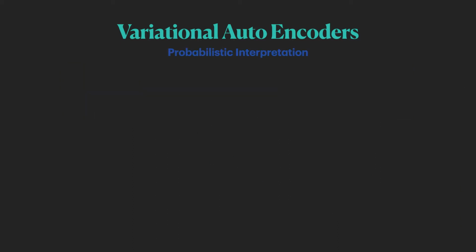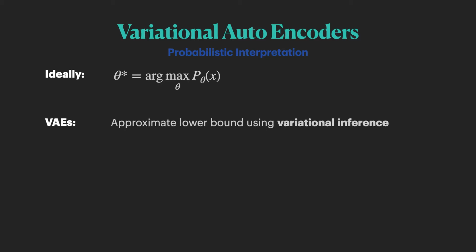So let's see what this means in our probabilistic interpretation. Ideally, in explicit models, we would maximize p of x on our training images, but since we can't compute that in VAEs, we approximate a lower bound using variational inference. We'll talk about what variational inference is in the next slide. In the meantime, I want to mention that the lower bound in variational autoencoders is called an ELBO, and when we maximize the ELBO, it actually maximizes p of x as well, because p of x is greater than or equal to this lower bound.